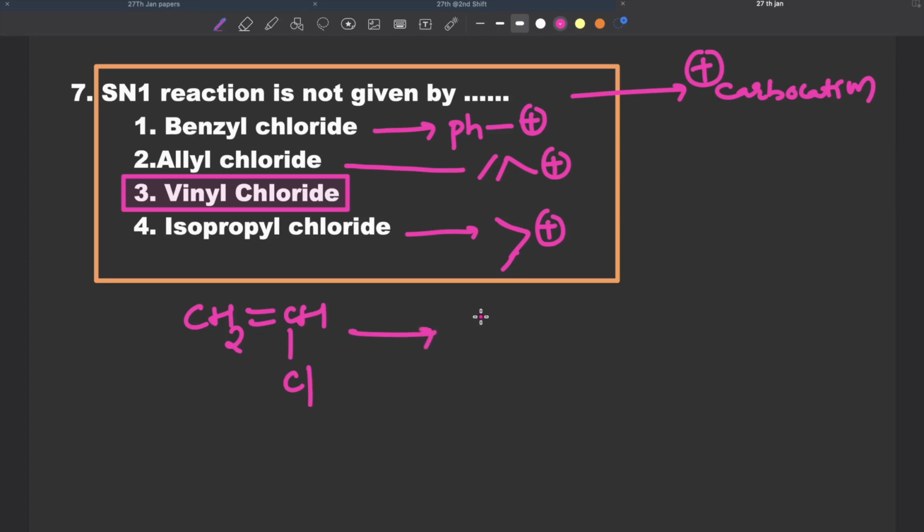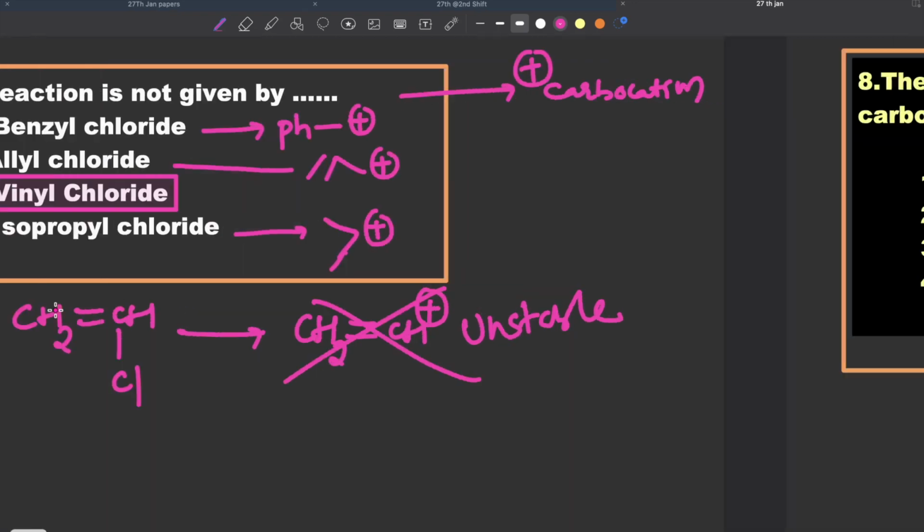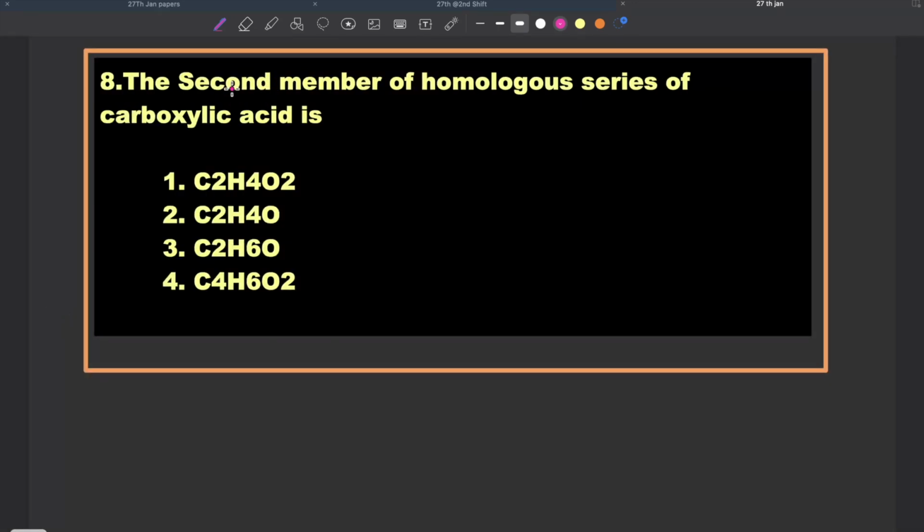So its ionization to produce CH2 double bond CH plus is not possible, because this is the most unstable carbocation. That's why SN1 reaction is not given by vinyl chloride. Right.